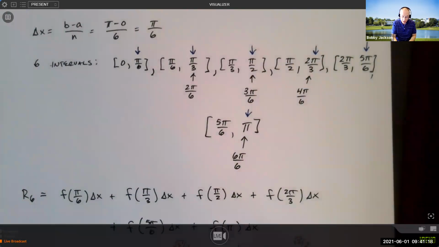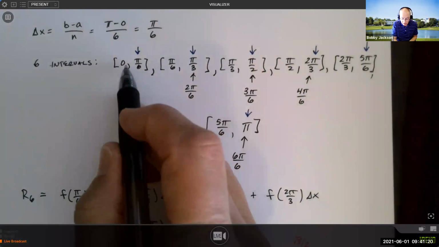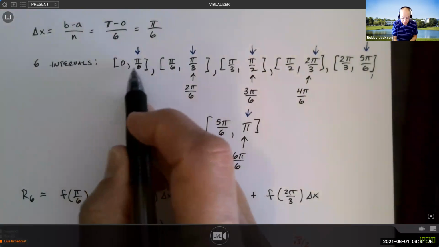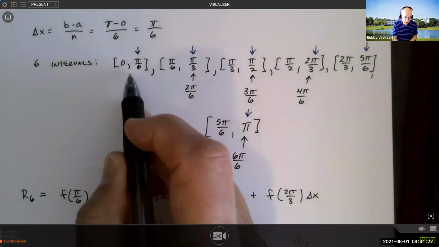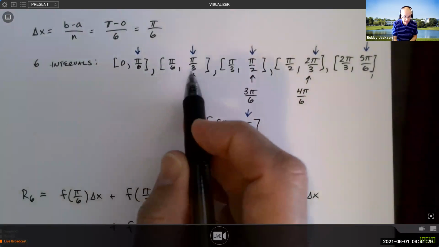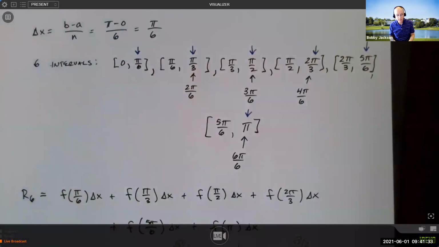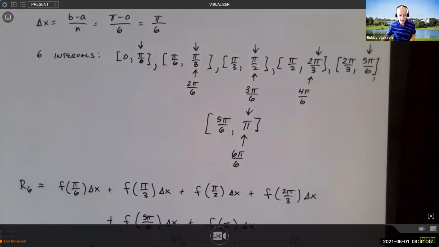And if you did midpoint, you would have to find the midpoint. You'd have to find halfway between 0 and pi over 6, which is going to be pi over 12. And then so on. You would find the midpoint in each of these, and that would give you the height of your rectangle. Okay, that's the way you want to do each one of these, and hopefully this one is helpful.